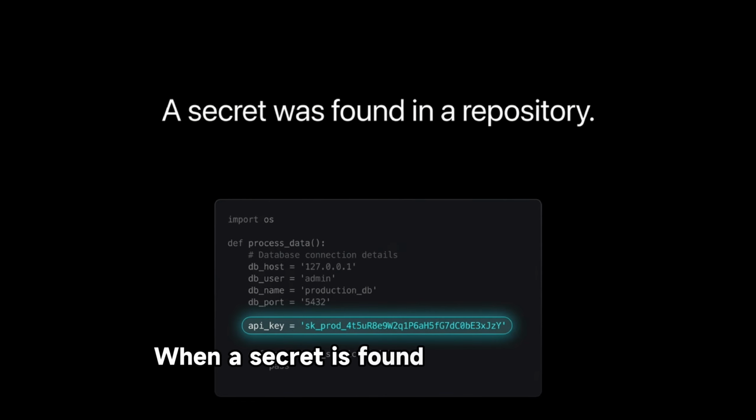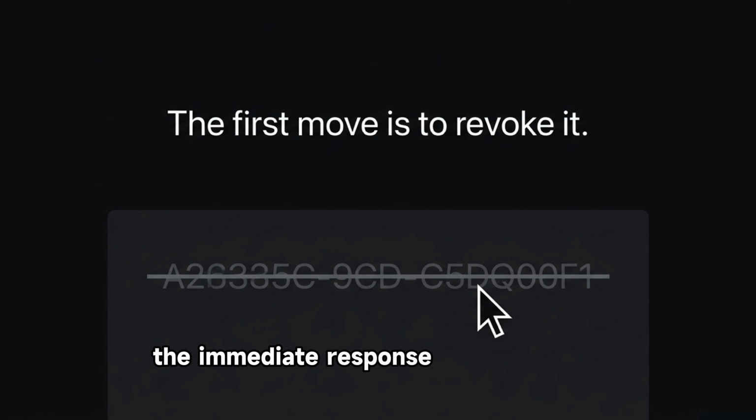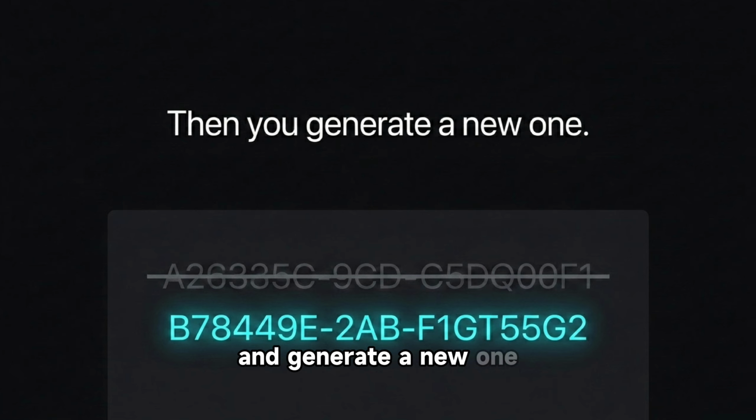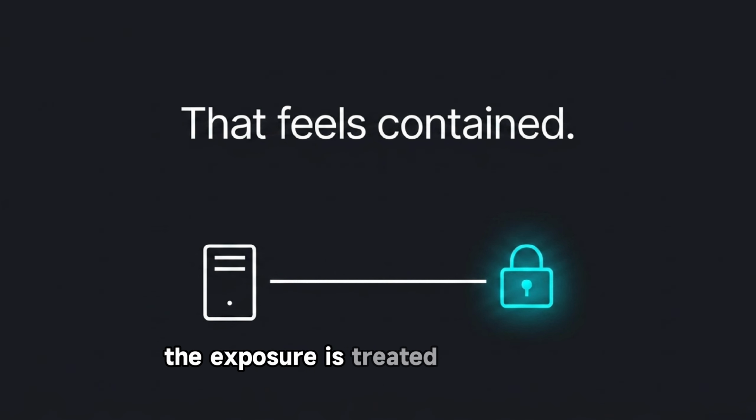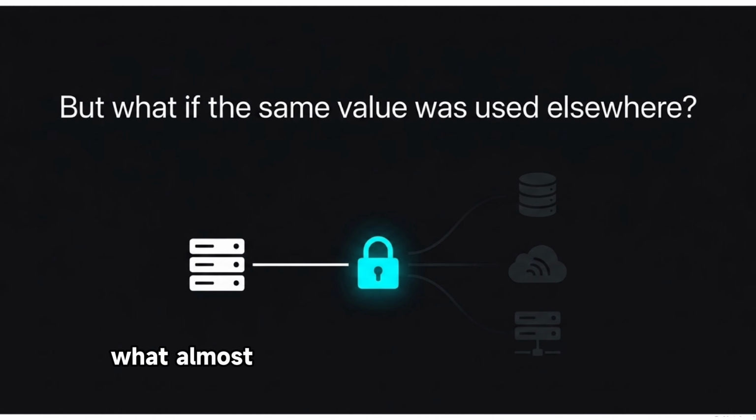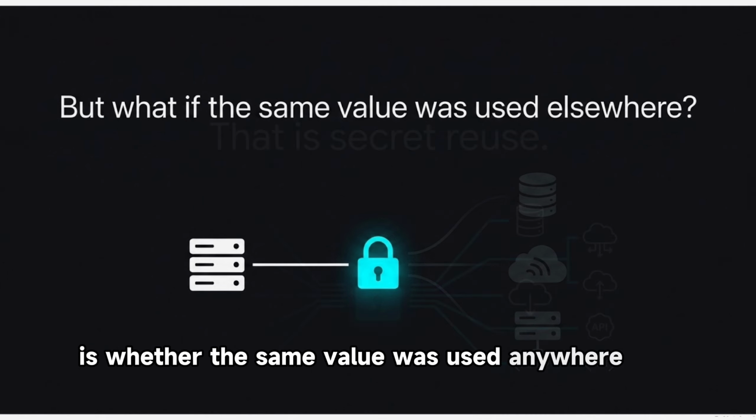When a secret is found in a repository, the immediate response is to revoke it and generate a new one. The specific system the secret authenticated to gets secured. The exposure is treated as contained. What almost never gets asked in that moment is whether the same value was used anywhere else.